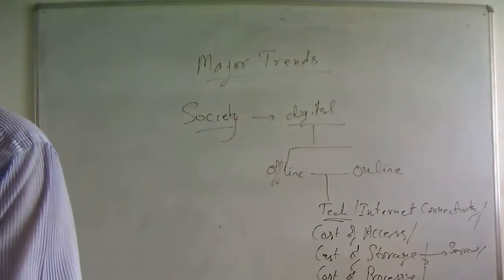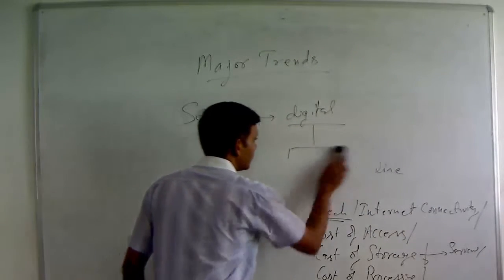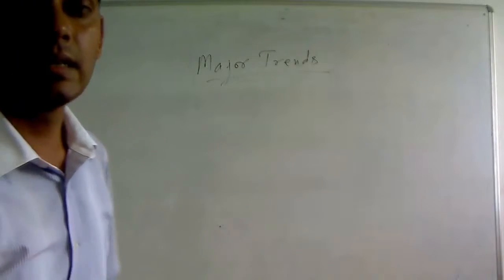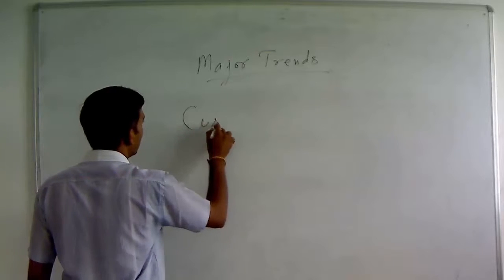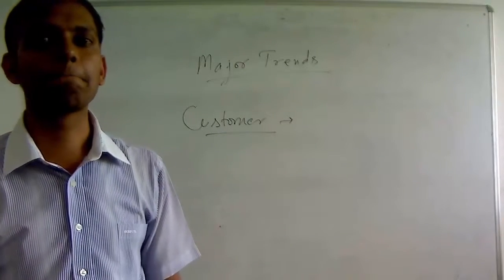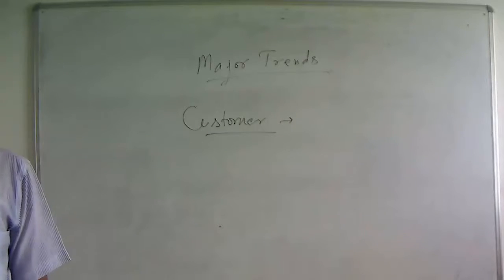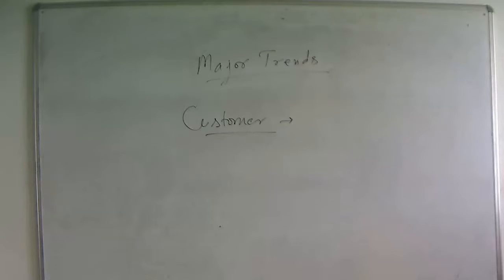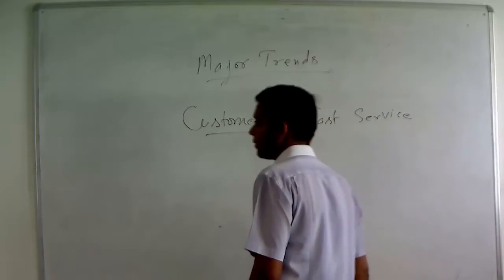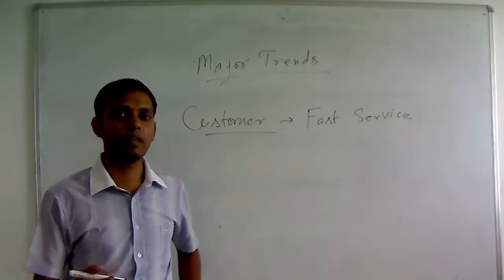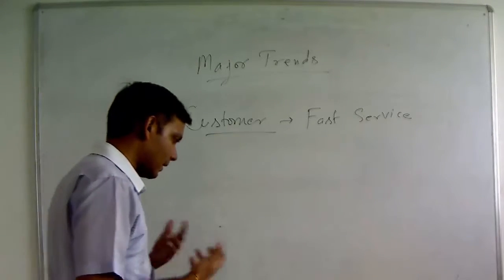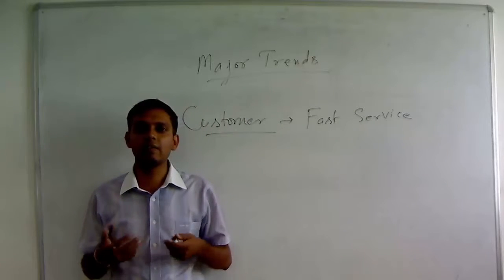Okay. And this change also gives motivation and also changes the factor. As a customer, I influence the market. So suppose as a customer, today I need service to be fast. Even when I order a pizza, I require it within 30 minutes or 25 minutes. So that anxiety or demand for fast delivery of service is very high.